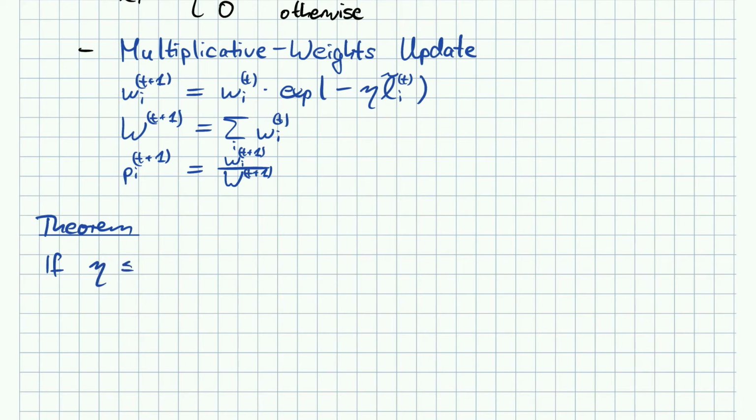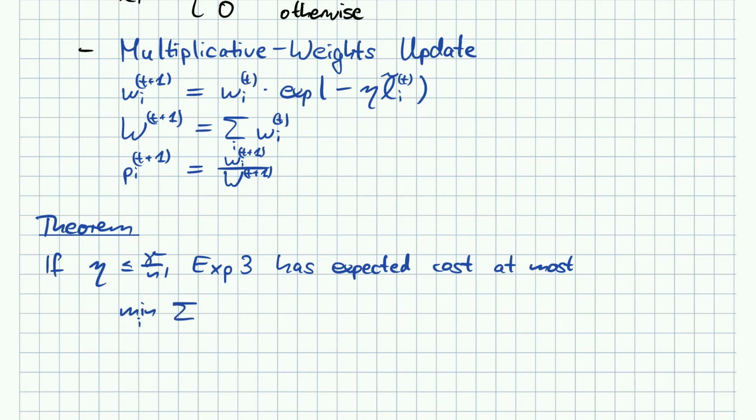If eta is at most gamma over n, EXP3 has expected cost at most: take the cost of the best single action, LIT, not LIT tilde, just the actual cost, plus ln n over eta, plus eta times n times t, plus gamma times t.